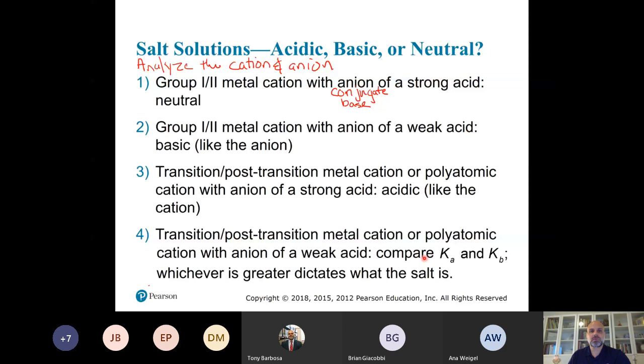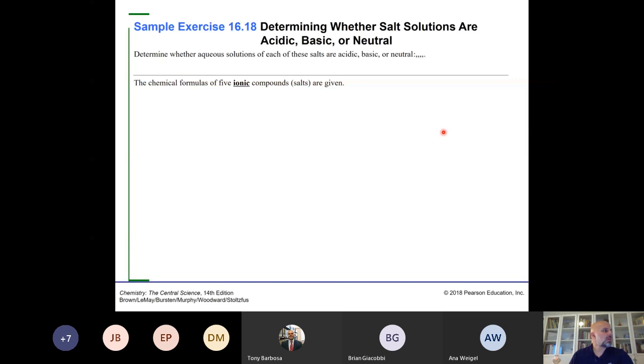Okay, let's go through some examples. These are going to be the chemical formulas of 5 ionic compounds, or salts, that are going to be given. Just realize we're talking about salts that are going to dissolve in water. We're going to identify the ions in solution and assess how each ion will affect the pH. So we'll walk through, starting with the first example.